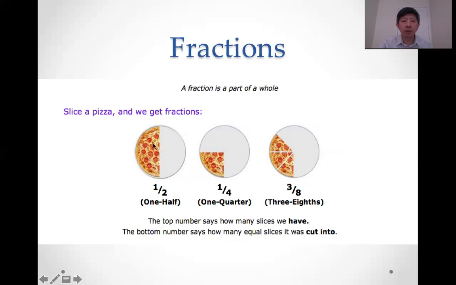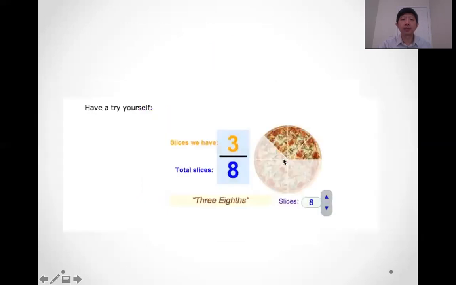So for example, with the top number, we have 1. And the bottom number is how many equal size slices: 1 and 2. So that's why we have 1/2. And then this one, we have only 1 for the top number. And then 1, 2, 3, 4, we have 4 equal slices. So therefore, this is a 1/4. And similar for this one, it is a 3/8.